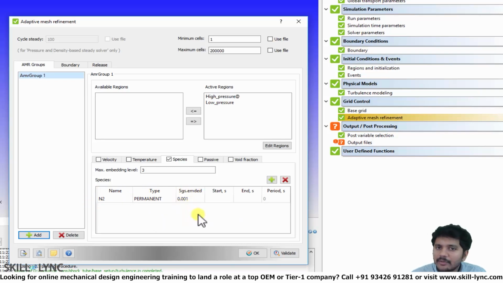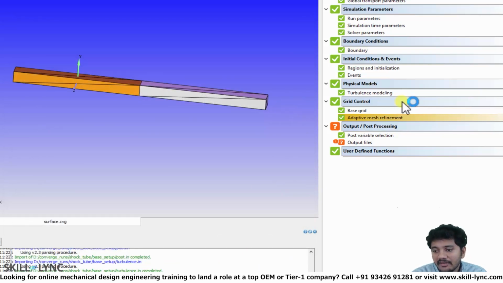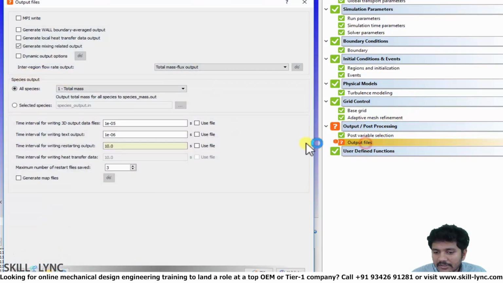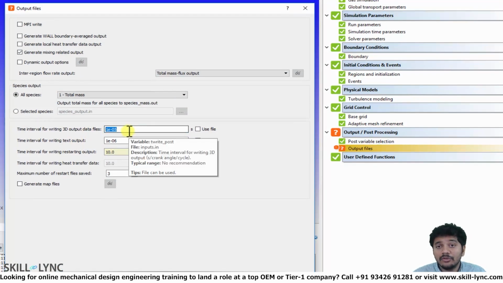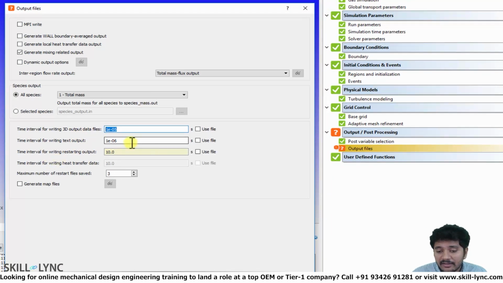We still haven't talked about adaptive mesh refinement. We haven't discussed the theory, so I'm not going to be explaining this. For now, just use this number and try to set up the simulation successfully. Okay. As far as creating the animation, well, you can actually use this setting. You can see that you need to get the 3D output data at 1e-5 seconds in order to get a smooth looking video. And the time interval for text output can be 1e-6.